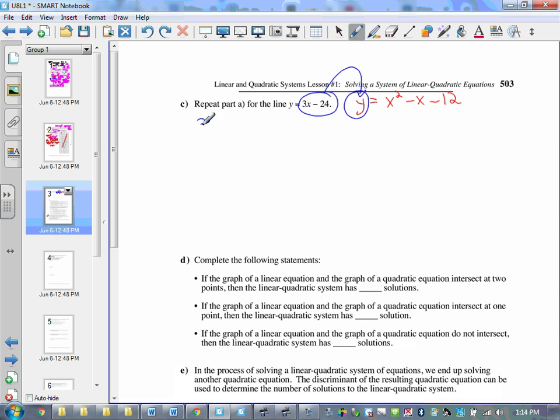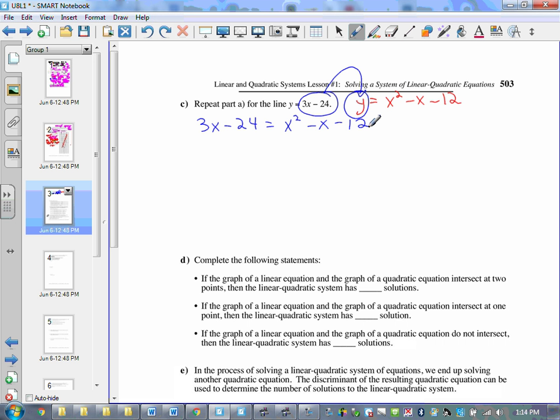So we've got 3x minus 24 equals x squared minus x minus 12. So Sam, what's our next step? You gotta get everything on one side. Everything on one side. Perfect. It doesn't matter what side I go to, because you can do plus 24 on one side and then divide it by 2.